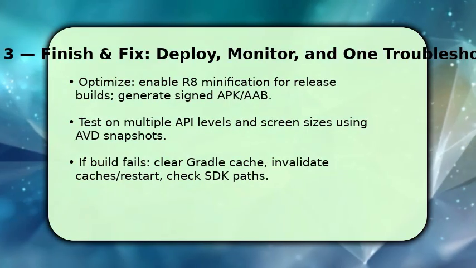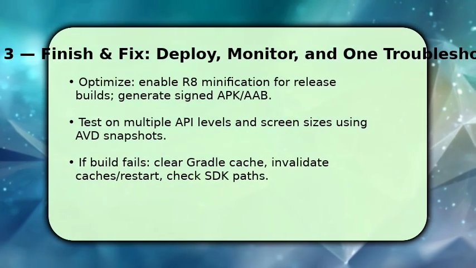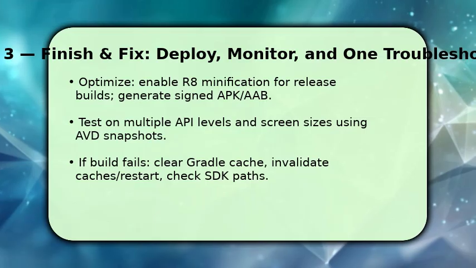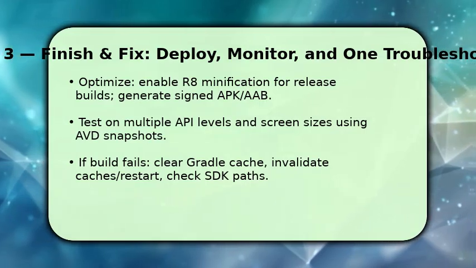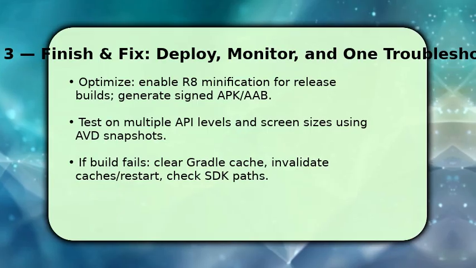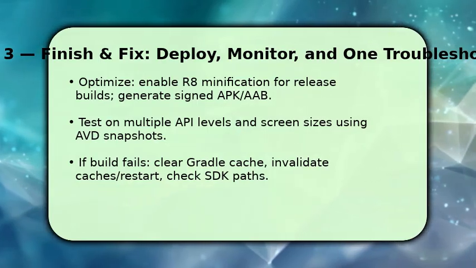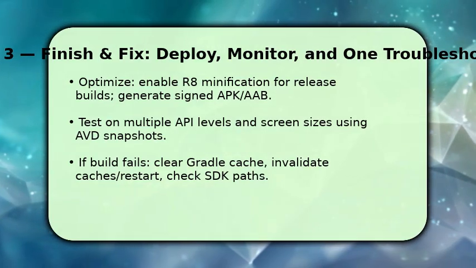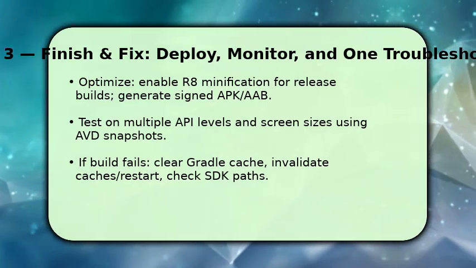To finish, prepare a release build. Enable R8 minification and create a signed APK or AAB. This reduces size and protects code. Then test on multiple API levels and screen sizes via AVD snapshots to catch layout issues early.